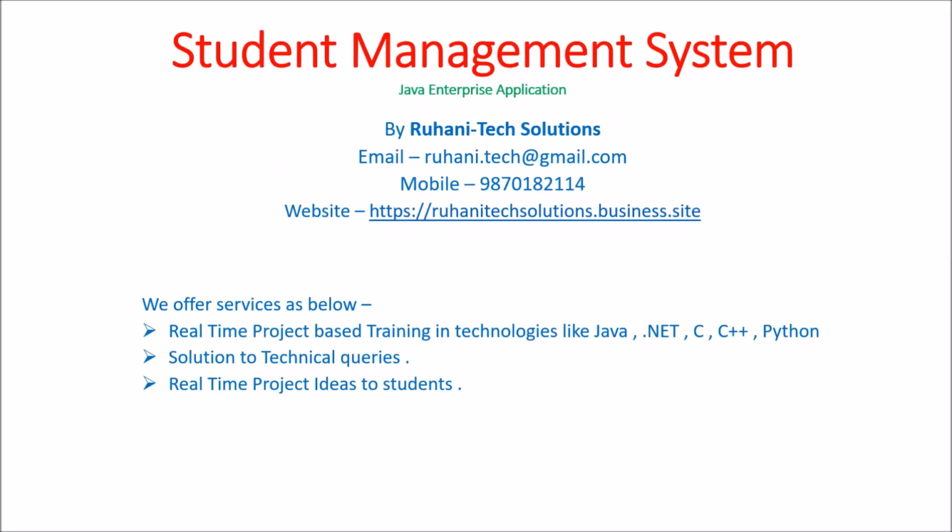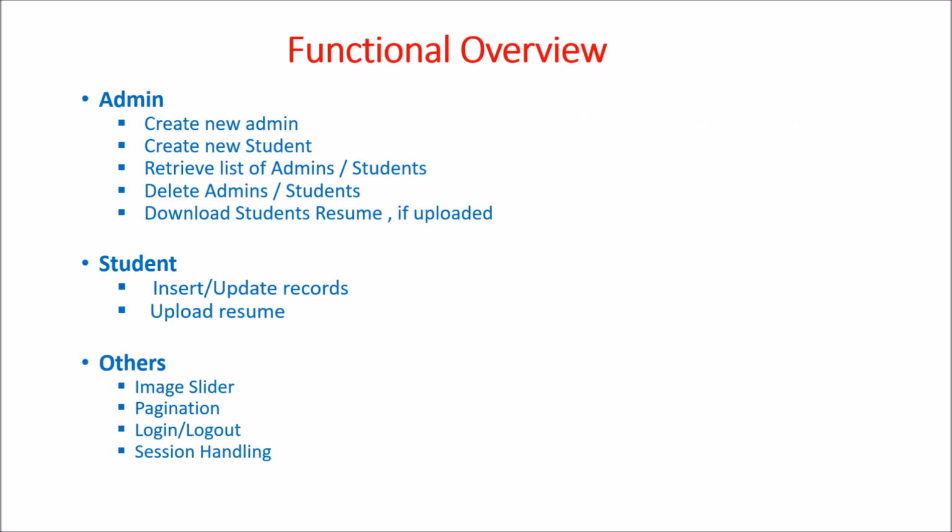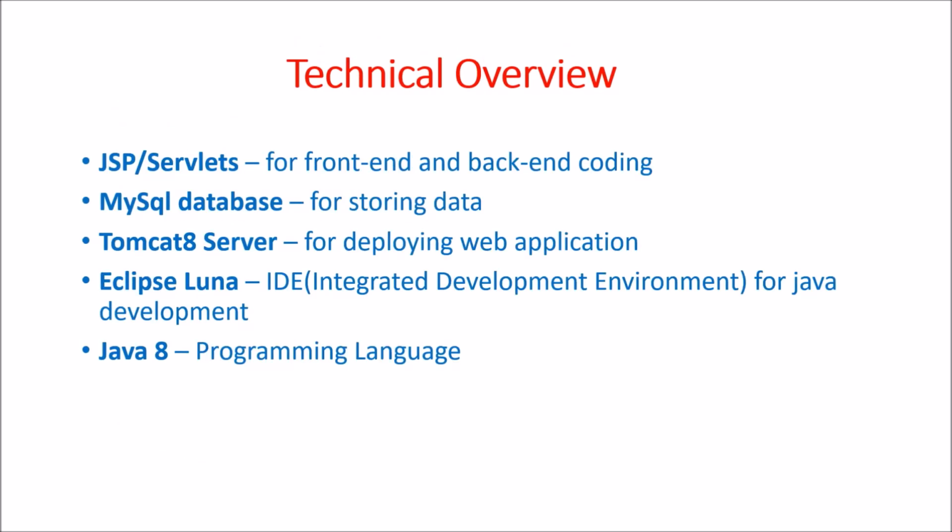Okay, so now we will be moving on. We have covered the functional overview. So now we will be moving to the technical overview and technical architecture of this application. So we are using mainly JSP and servlets for front end and back end coding, and for storing data we are using the MySQL database, and for deploying the web application we are using the Tomcat 8 server, and for Java development we are using the IDE Eclipse Luna, and we are using the latest version of Java, that is Java 8.